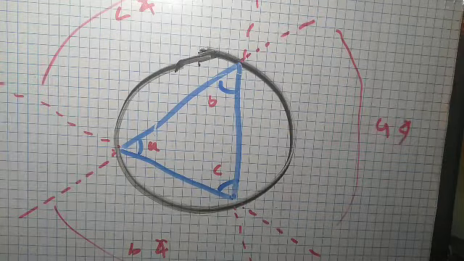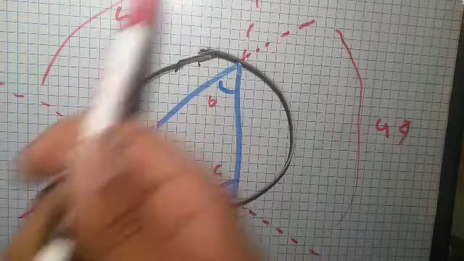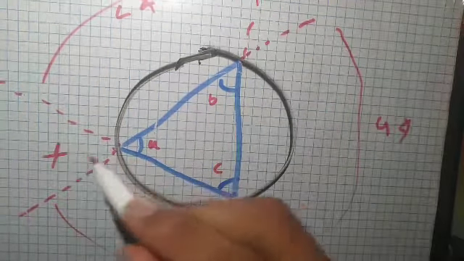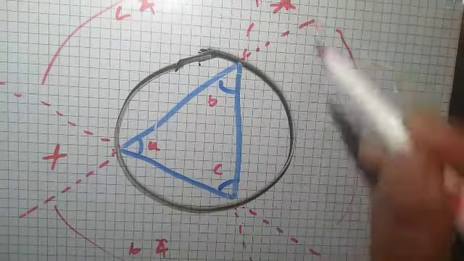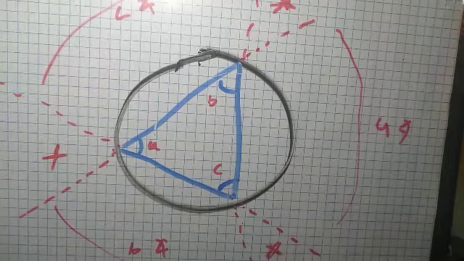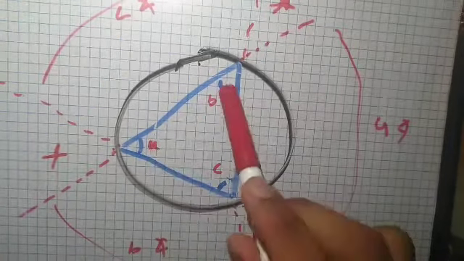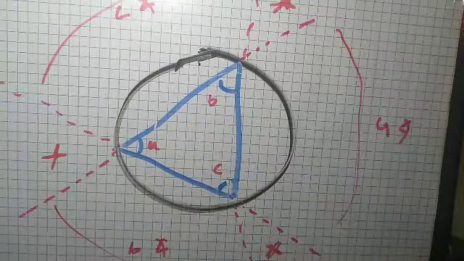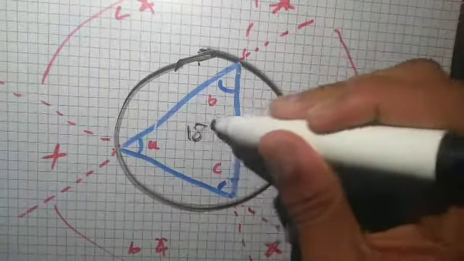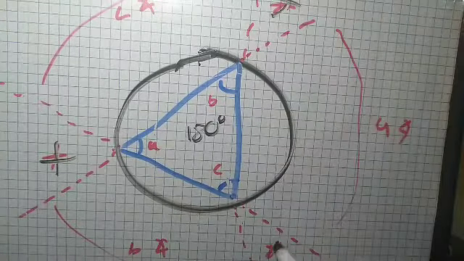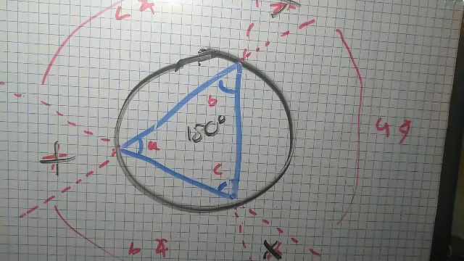And the arcs in total create 360 degrees, right? Let's add a little plus sign just to really show you. This arc plus this arc plus this arc is equal to 360 degrees. Just like this angle plus this angle plus this angle is equal to 180 degrees. Okay, that's basically all I am saying.